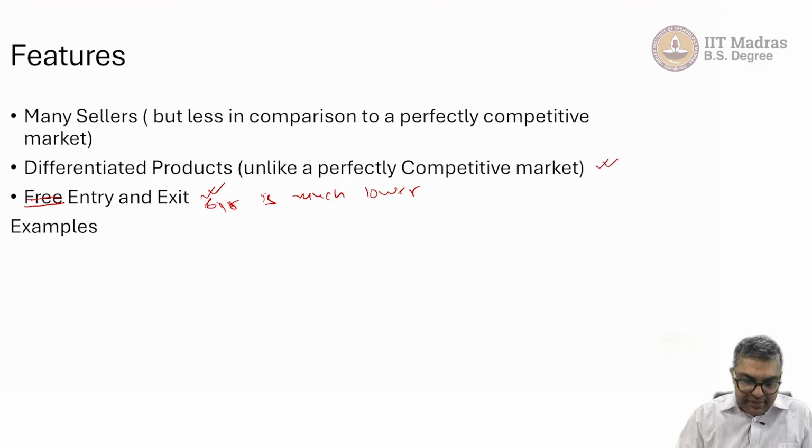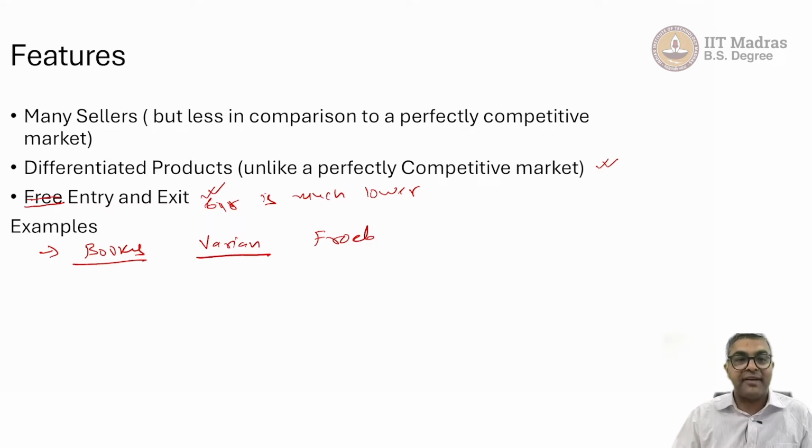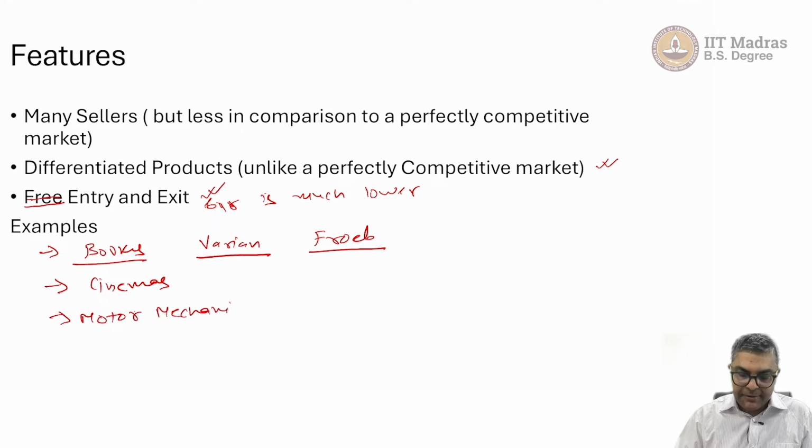What would be the example here? Example could be books, whether you use Varian's microeconomics or you want to use Froeb's managerial economics. Very similar content, slightly different treatment. So in a way, people who like Varian's style of writing would prefer Varian, and people who like Froeb's writing would prefer Froeb. Cinema halls, one can say cinemas. Motor mechanics. So these are different examples. Or a grocery store: they are trying to sell a similar product, but in some way they are different, the layout is different, perhaps you like the friendliness of the seller and so on. So these could be the examples.